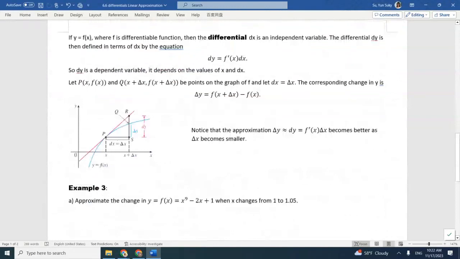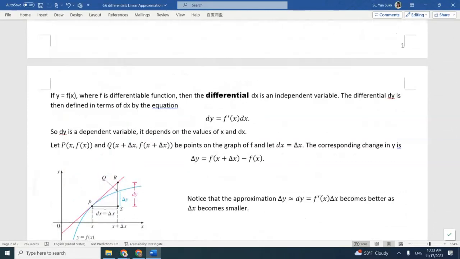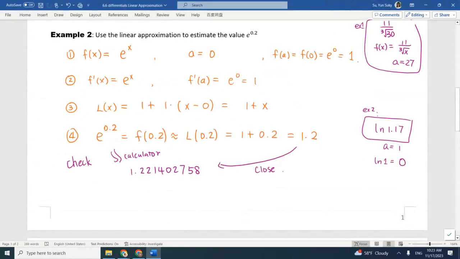I would say the linear approximation problem might be the easiest problem in this chapter, compared to related rates, optimization problems, elasticity, right? Because you know whether you are doing correctly. You can check with the true value to see if you are doing correctly. So I hope everybody can get this problem correct.